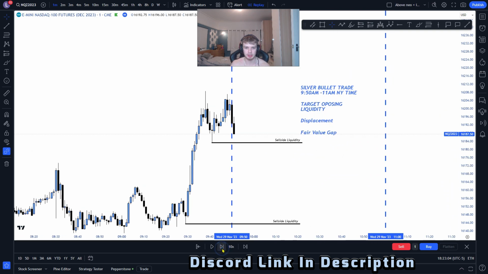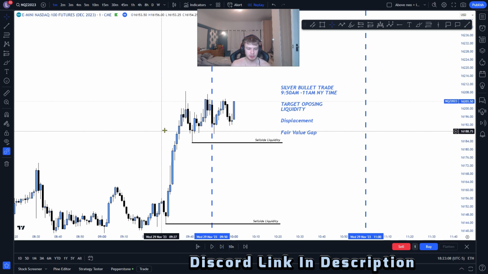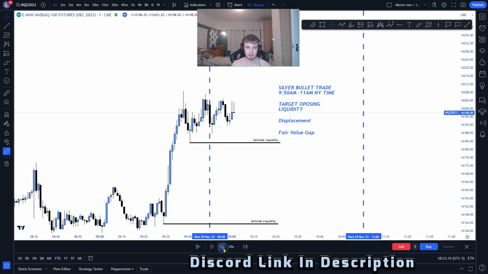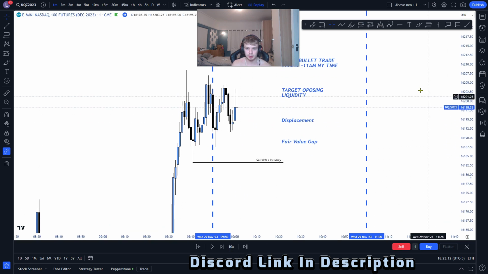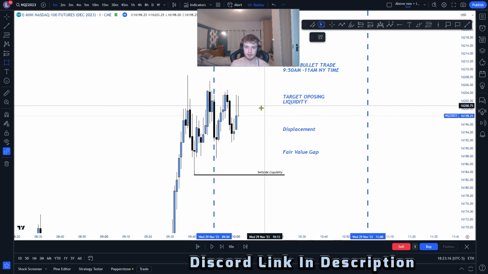So if we play this price action out, as you can see, we are just slowly trending up, just manipulating price. And then what do we get here? We get a black candle displacing down, and it creates a fair value gap.